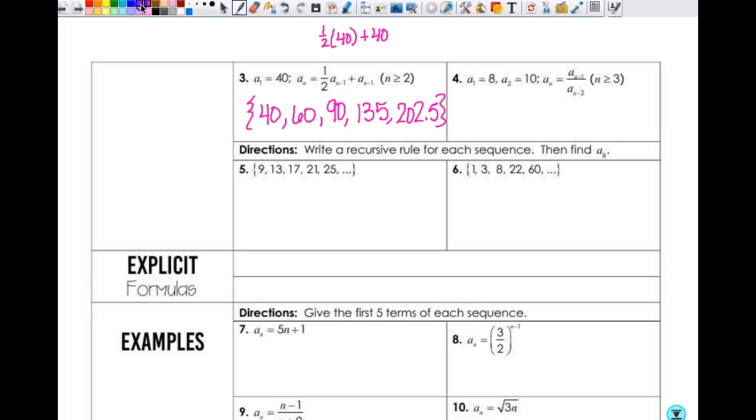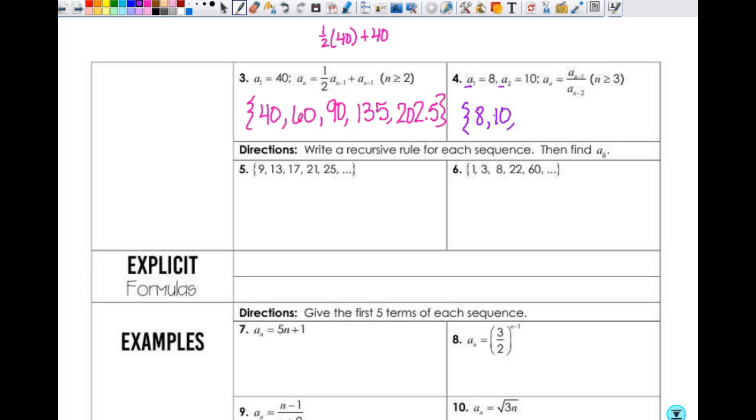Let's look at number 4. Notice number 4 gives us a sub 1 and a sub 2. And then it has a sub n minus 1 over a sub n minus 2. That means the one before it and the one two before it. So I have the first 2 terms. They are 8 and 10, right? And then to get the next one, do I put 10 over 8 or 8 over 10? I put 10 over 8.